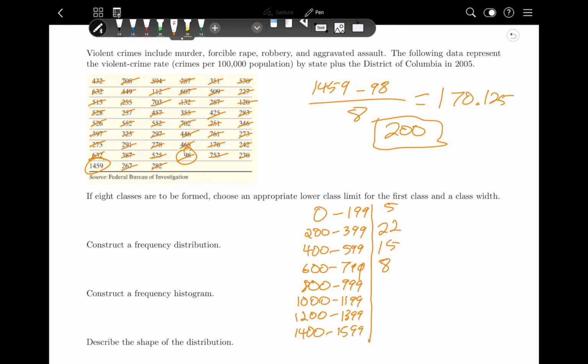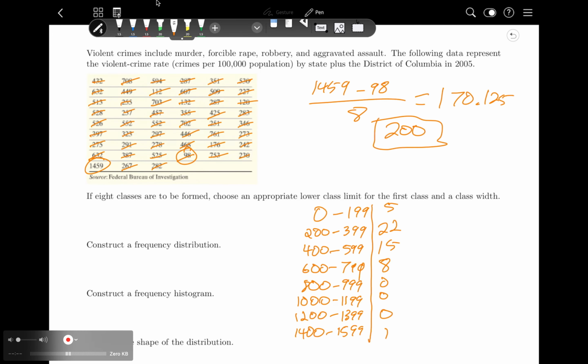And then notice, I don't think I have anything else in the next 3 classes. I crossed off everything except this last number. So 0, 0, 0, and a 1. And there's my frequency distribution. Now what we're going to talk about is how to deal with this kind of thing using technology.